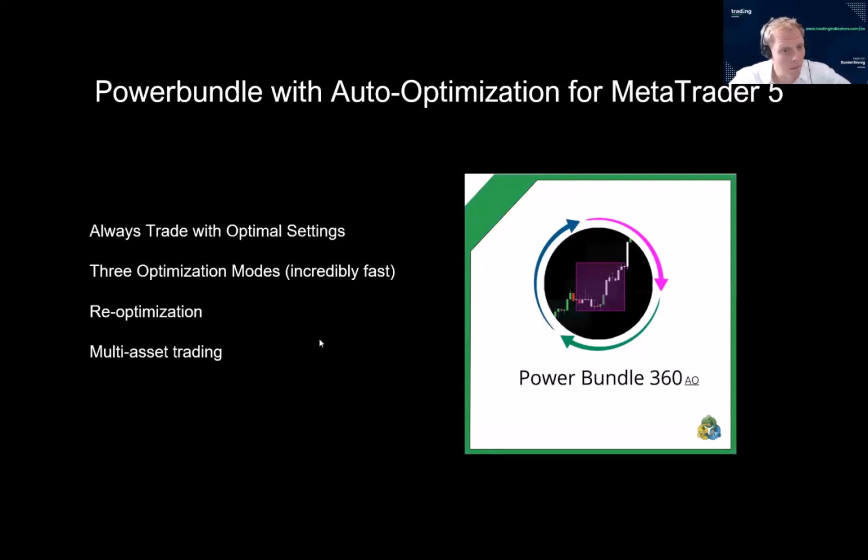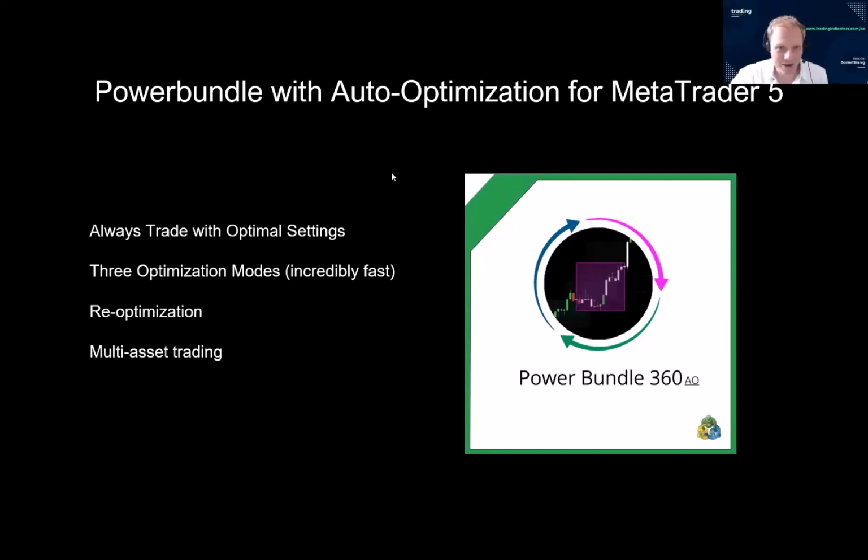For example, multi-asset trading. So you can now trade pure futures products with MT5. We're going to look at this today. You can trade, of course, FX and CFDs as you used to. You can trade pure crypto products and so forth. So it's truly multi-asset, which was not the case with MT4. And we're going to look at this today.